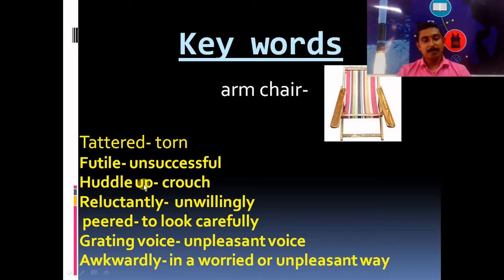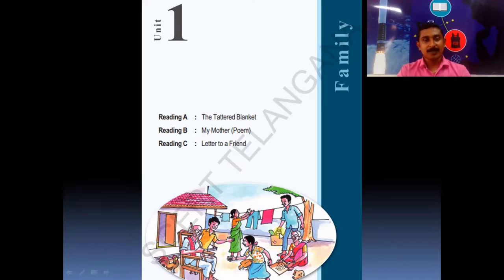Huddle up: crouch or sit somewhere, sit on the ground, sit on the floor. Reluctantly: unwillingly. Peered: to look carefully. Grating voice: unpleasant voice. Grating voice is nothing but unpleasant voice. Awkwardly: in a worried or unpleasant way. Sometimes our behavior seems to be awkward. Awkwardly means in a worried or unpleasant way.